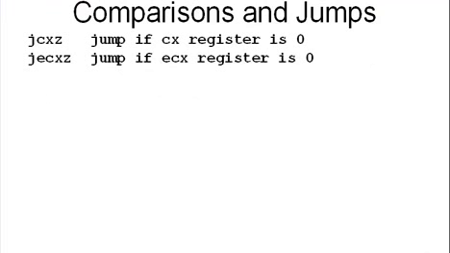These two conditional branches test the contents of the CX register or the ECX register and branch if the value is 0. This is a special instruction for looping, which uses the CX register or the ECX register as a counter. It can be used at the top of a loop to prevent entry into the loop if the count is already 0.